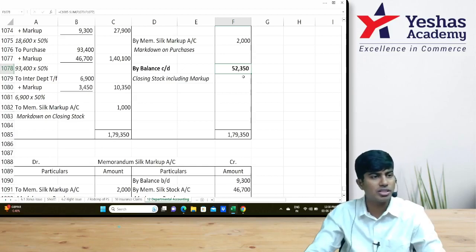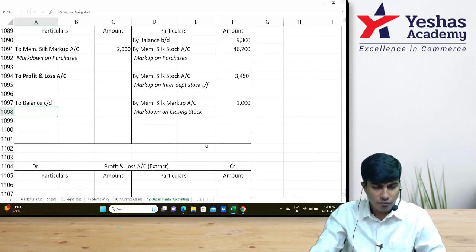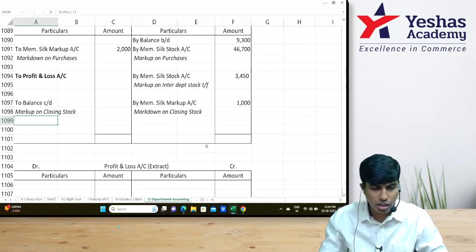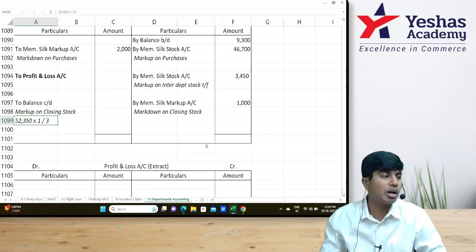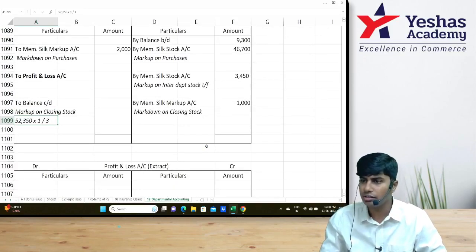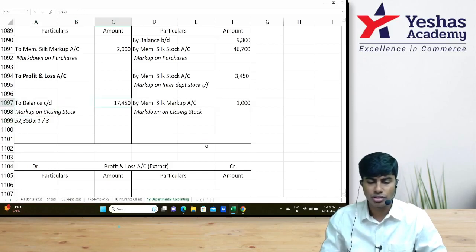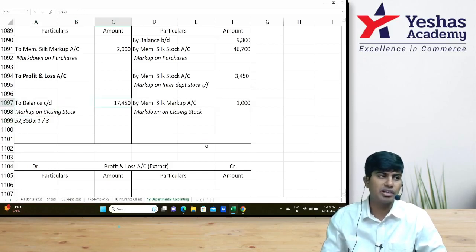This 1/3 is on sale types. So I need to do 52,350 into 1 by 3. Did you understand why 1 by 3? How much? 17,450. Find the balancing figure. That is our profit.